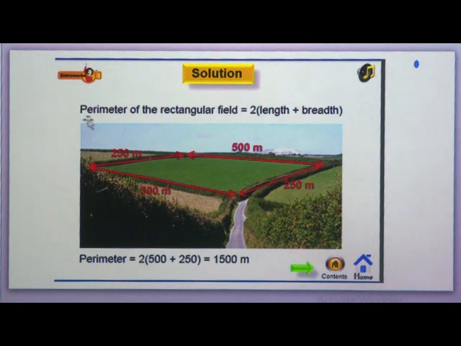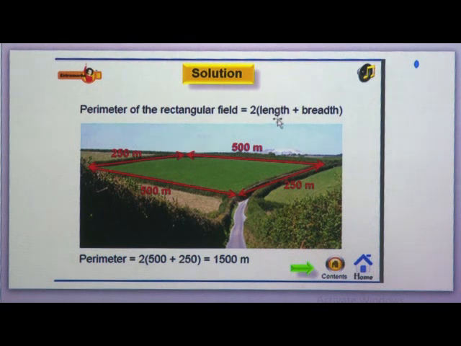Now, the perimeter of a rectangular field: it is a rectangle in shape, as I already told, if one side is 500 meter, the other side will be 250 meter. Opposite sides of a rectangle are equal. So, this is 250 meter, then this will also be 250 meter, and this is 500 meter, this is 500 meter. The perimeter of a rectangle, you know the formula, is 2 inside the bracket length plus breadth, or we can say L plus B.